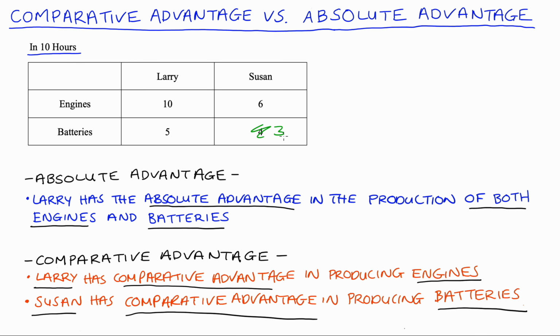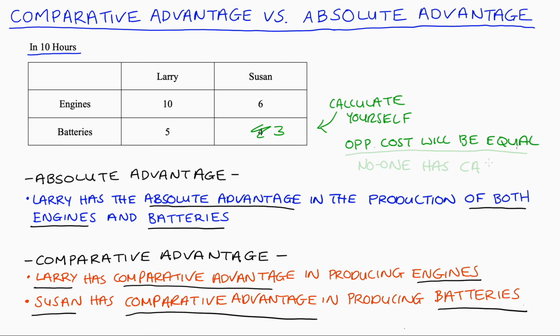So if the numbers were like this, and this 4 was a 3, and you can check and calculate for yourself, this will come out as the opportunity cost being the same. So in this case, there would be no comparative advantage. But Larry would still have the absolute advantage in the production of both goods because he could still just produce more than Susan. And that's really it for this video.